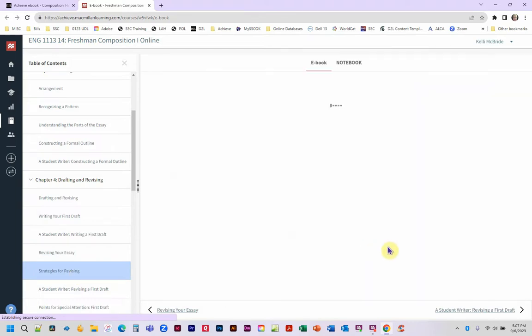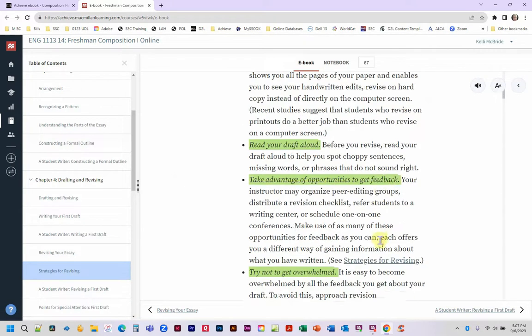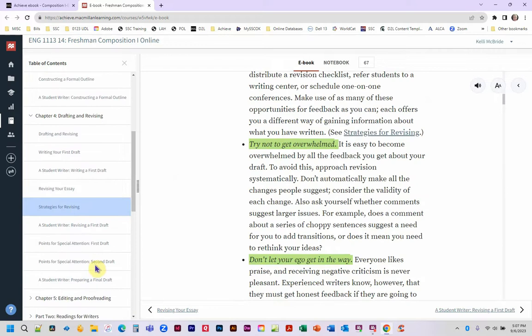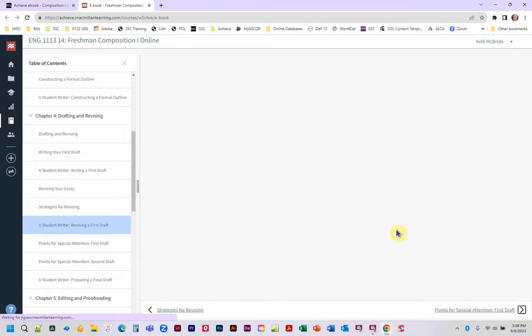So strategies for revising. This is just going to be, again, oh, sorry. I was like, wait a second. Didn't we already do this? I wonder why that looped around. That's weird.